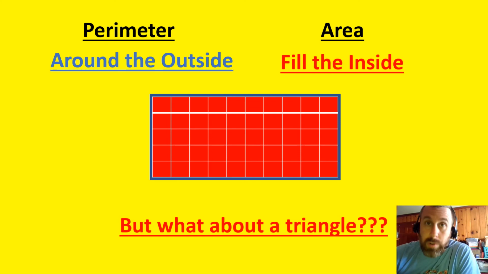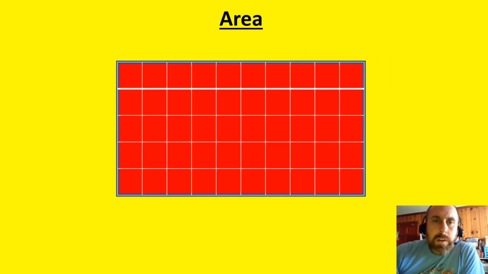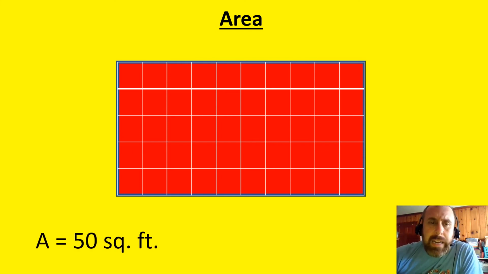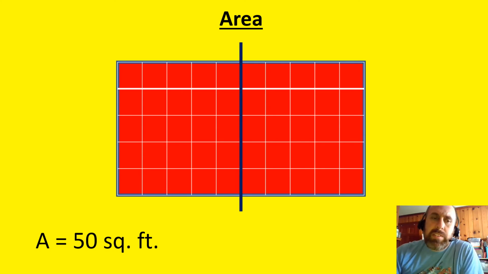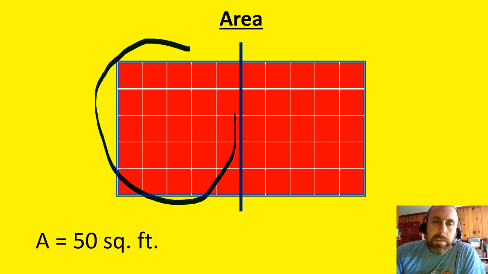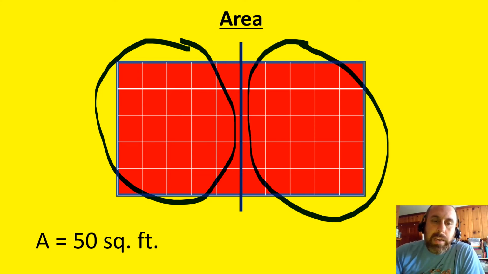What about triangles? In order to think about a triangle, I want to first go back to this rectangle idea. When we figured this out, we said that it had an area of 50 square feet. If you remember, it was 10 by 5. So we said this rectangle had an area of 50 square feet. Now, what if I chop this in half? If I cut this in half, what would the area be of this part of the rectangle, or this part of the rectangle? What would the area be for those two?